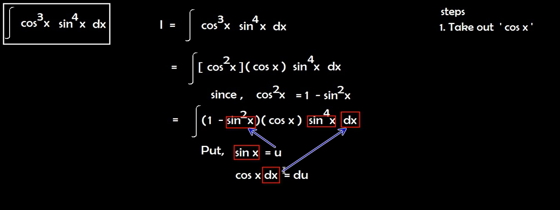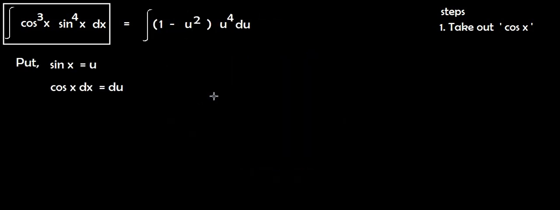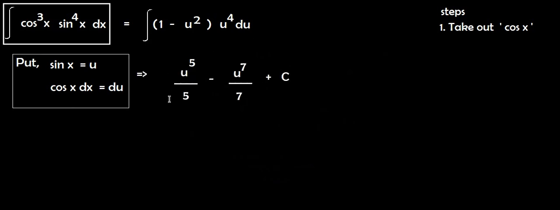You can replace the value of sin x by u and cos x dx by du in this main equation, and the equation dissolves into a simple algebraic equation. Now you can distribute this u power 4 into the parentheses, and you may solve the integral. The answer to this integral is u power 5 divided by 5 minus u to the power 7 divided by 7 plus c. And lastly you have to replace this u by sin x, because we need the answer in terms of x. So this is the final answer.